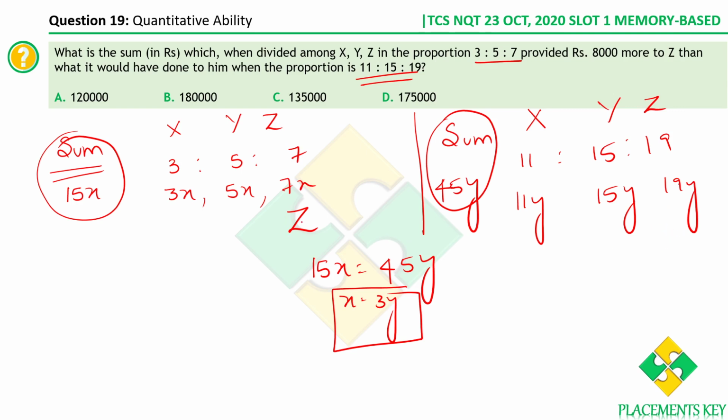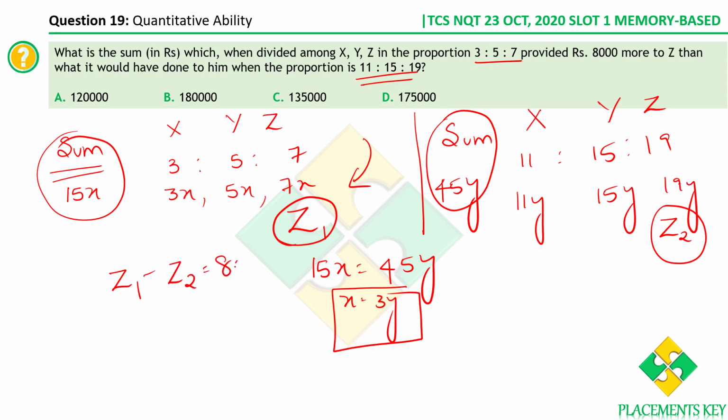What I'm saying is z receives so much when distributed in this proportion. Let's name it z1, and z receives z2 when distributed in this proportion. What they're saying is he gets 8,000 more when it is distributed in this proportion. So z1 minus z2 is equal to 8,000. We know the value of z1 is 7x, so 7x minus z2, whose value is 19y, is equal to 8,000.